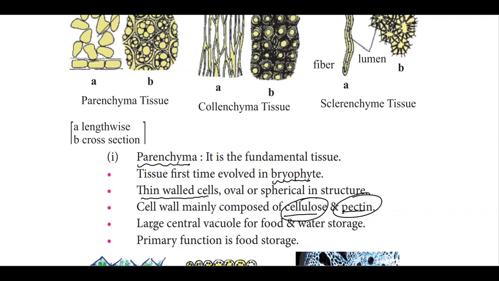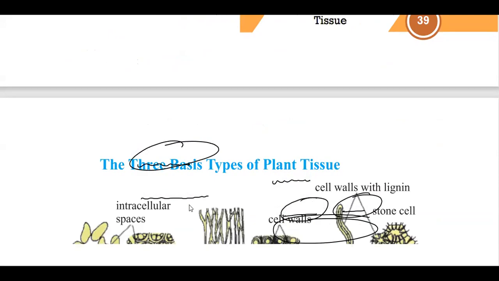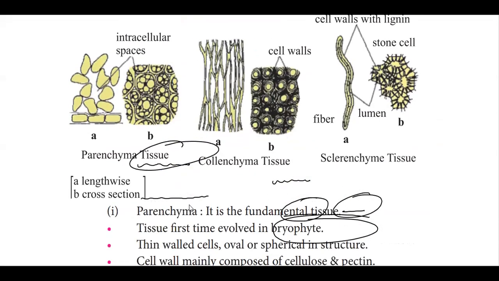Large vacuoles are present for storage. The main function of this tissue is to store food and water. They have large central vacuoles because their main work is storage, the storage of food. So we can simply say they are providing support to the plants and also storing food.